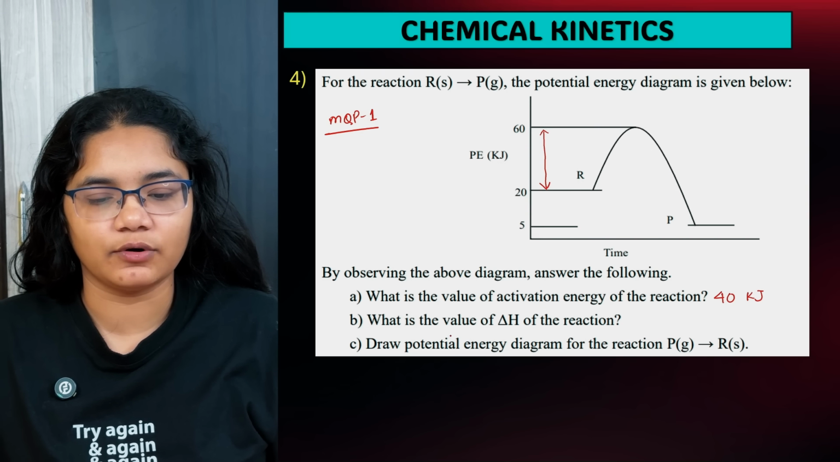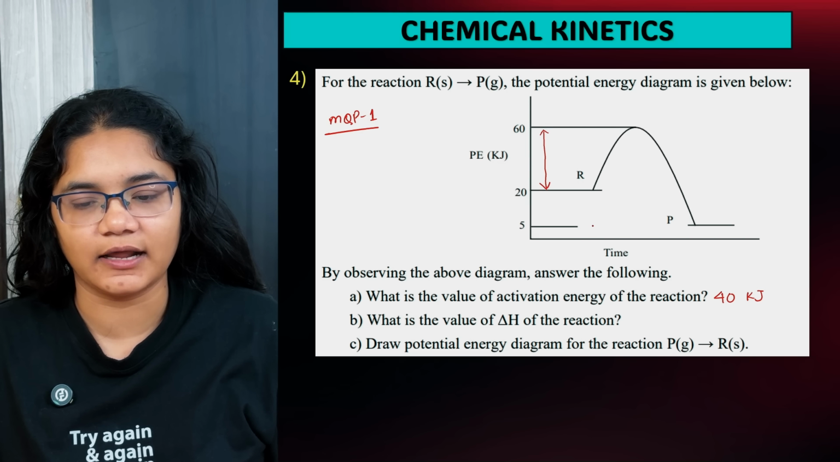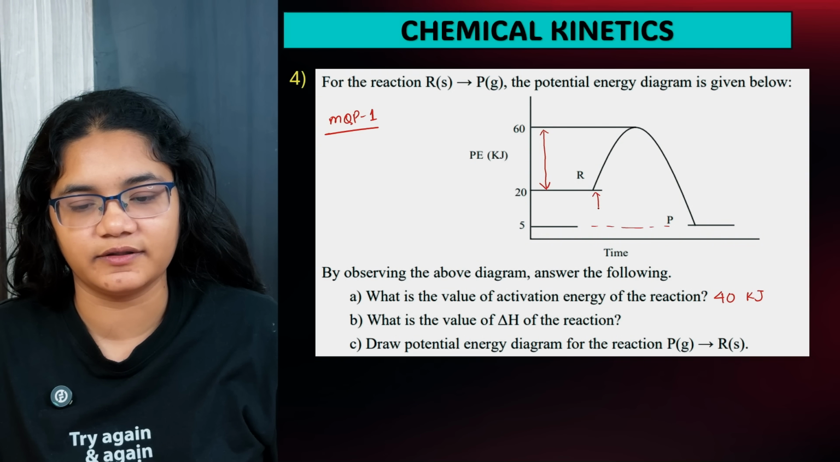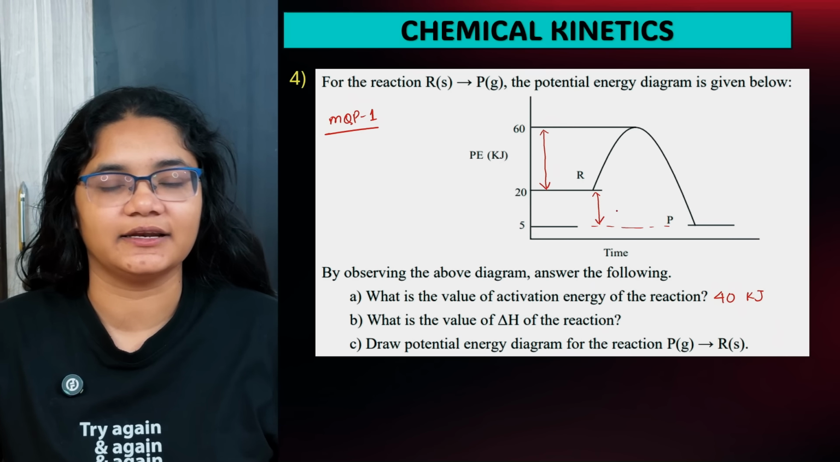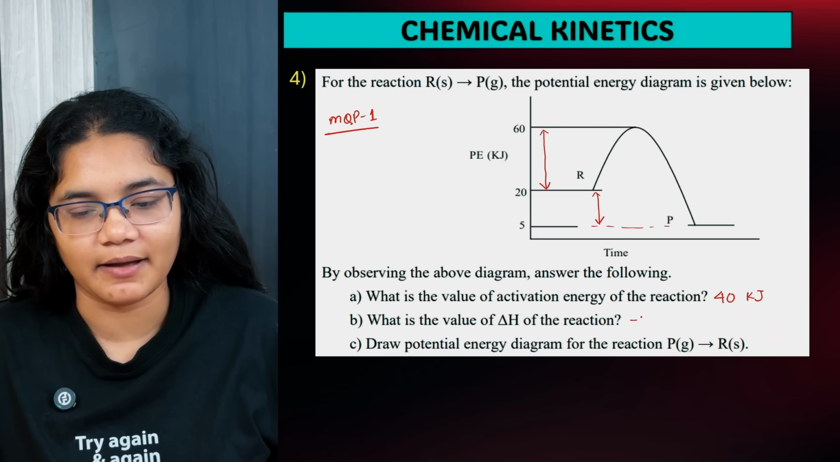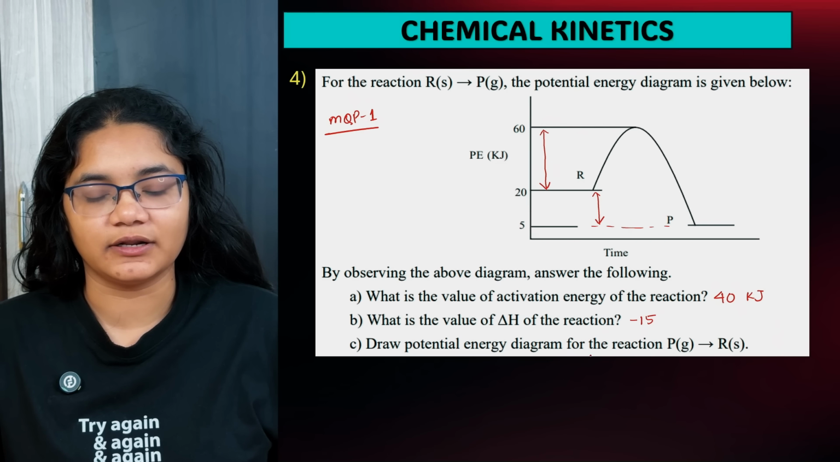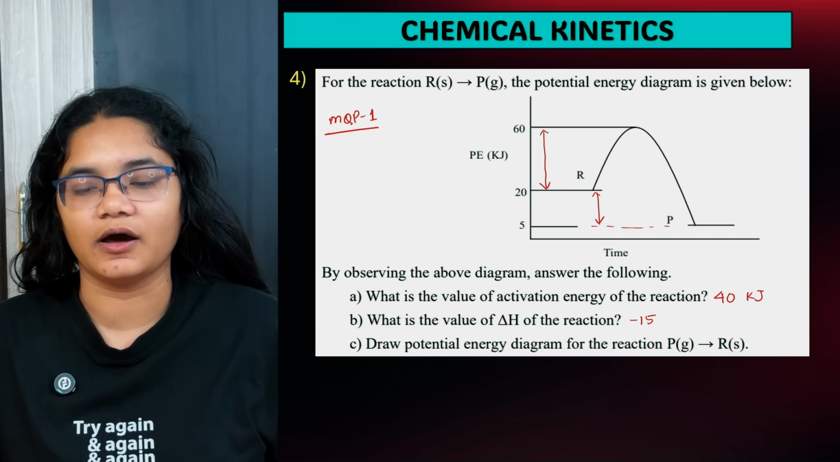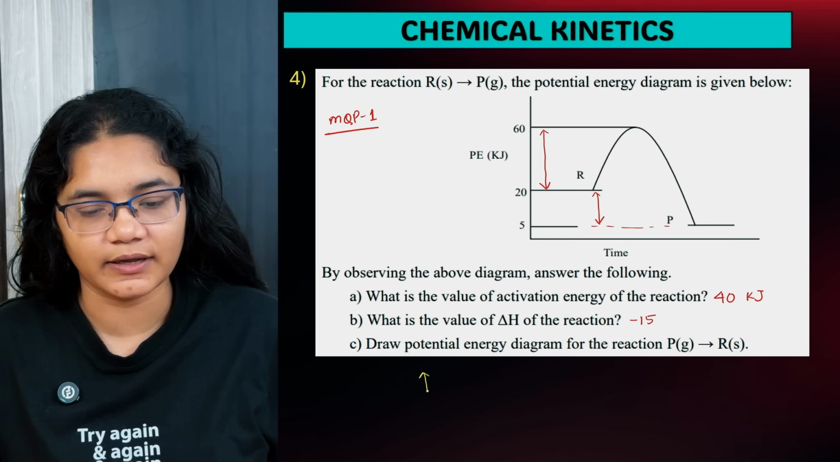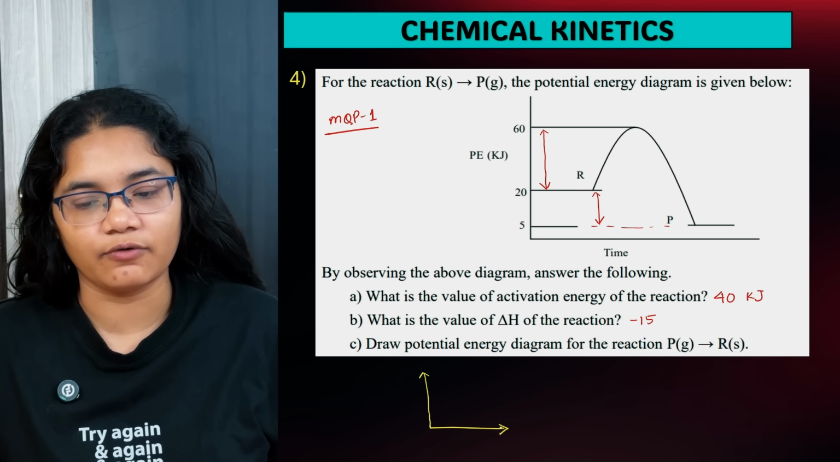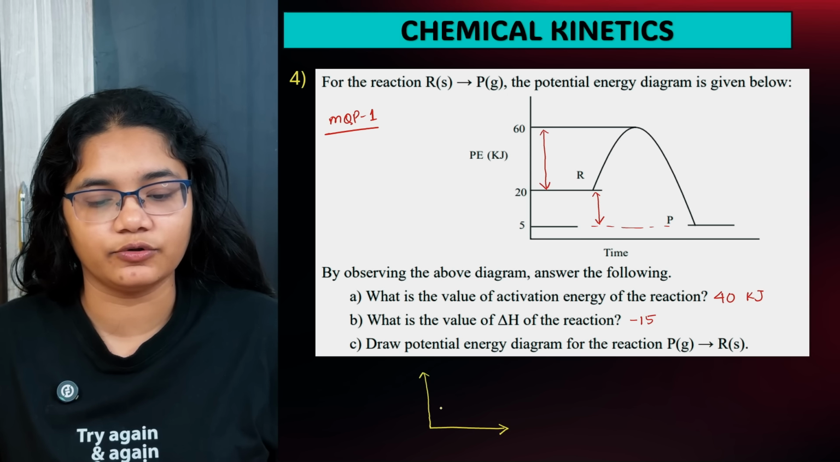Okay, next, what is the value of delta H? So delta H value will be what? This difference: energy of the products minus energy of the reactants, so that is your minus 15. Next, draw the potential energy diagram for P to R reaction if it is happening. Okay, so if I want to draw from P to R, it will be an endothermic reaction.